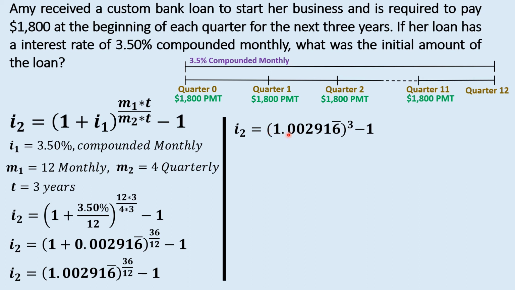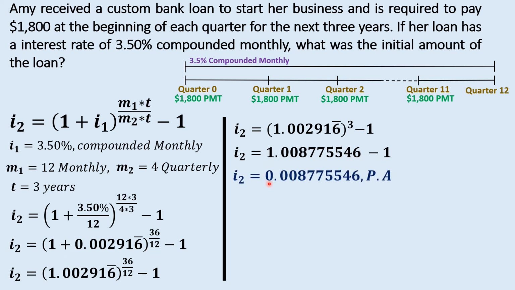We take 1.002916 to the power of 3. We get 1.008775546. Subtract 1 from that, and we have a per annum rate of 0.008775546 per quarter. It's being compounded quarterly, which is the frequency we're trying to achieve here.